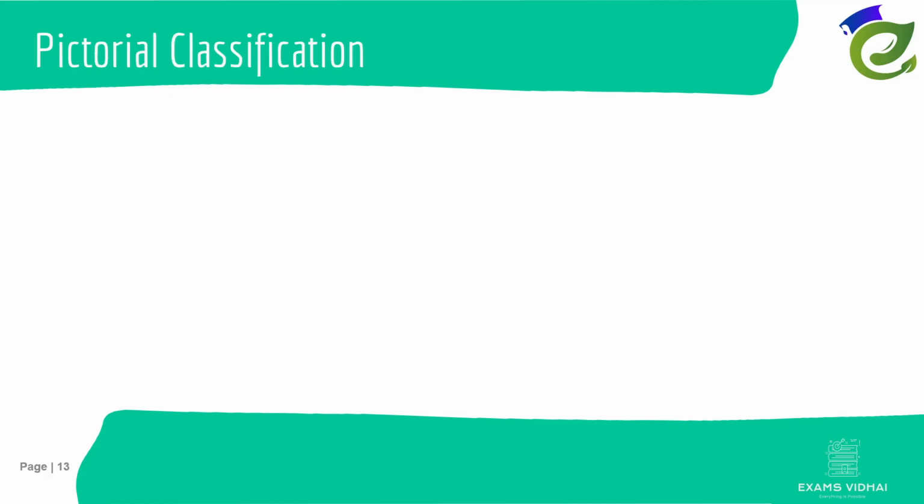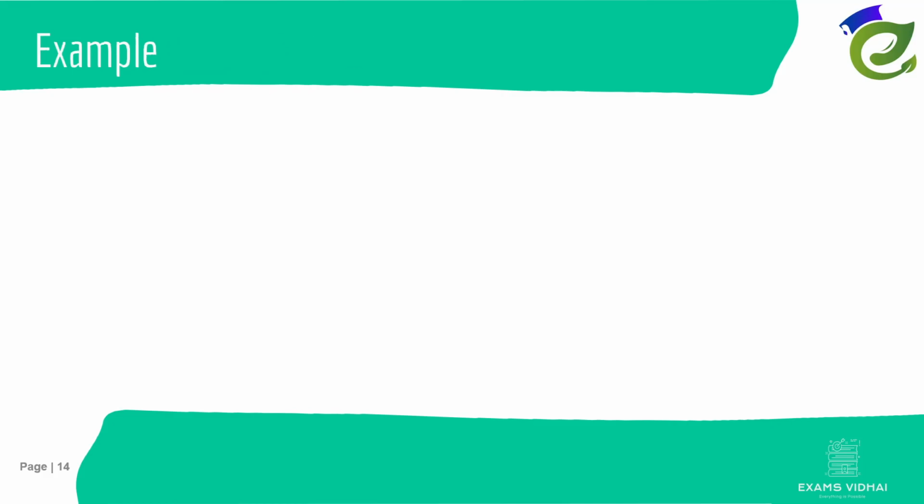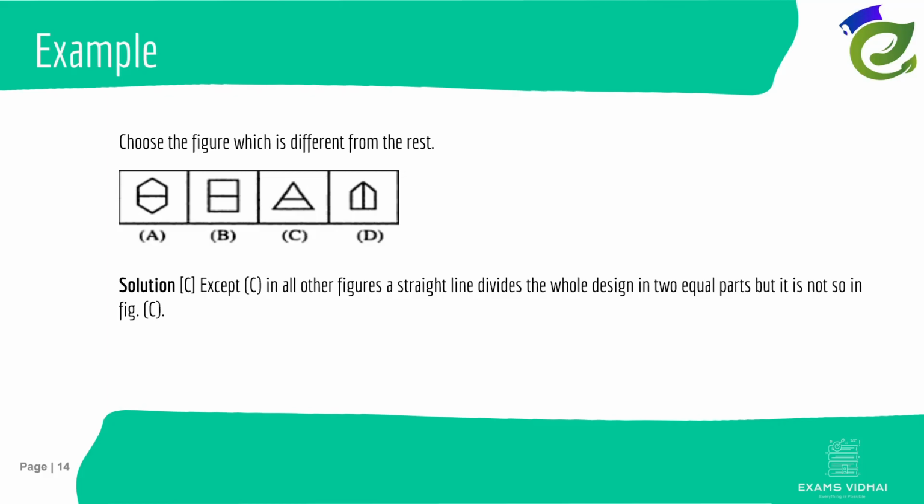Let us move on to the next category, that is pictorial classification. In this type of question, we need to analyze the different cases given in the form of pictures and choose the odd one out. Let us solve an example question. The question says, choose the figure which is different from the rest. So one is a regular hexagon, the second one is a rectangle, the third one is a triangle, and the fourth one is a pentagon. If you clearly observe, all the figures are divided in half except option C, the triangle, which is divided into two unequal parts. So the solution for this question is option C.